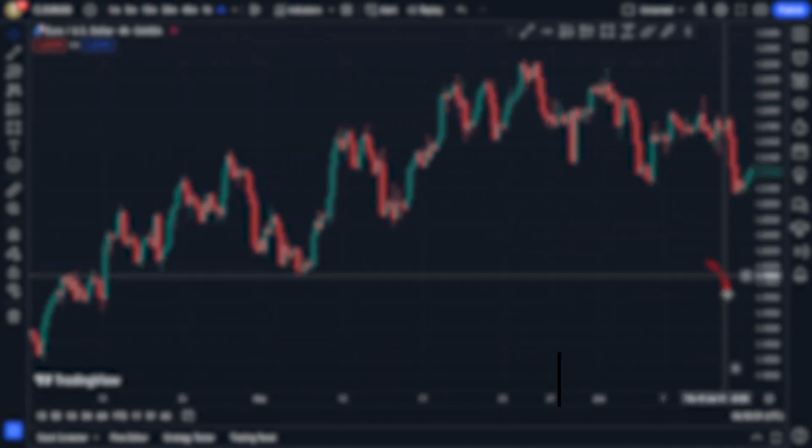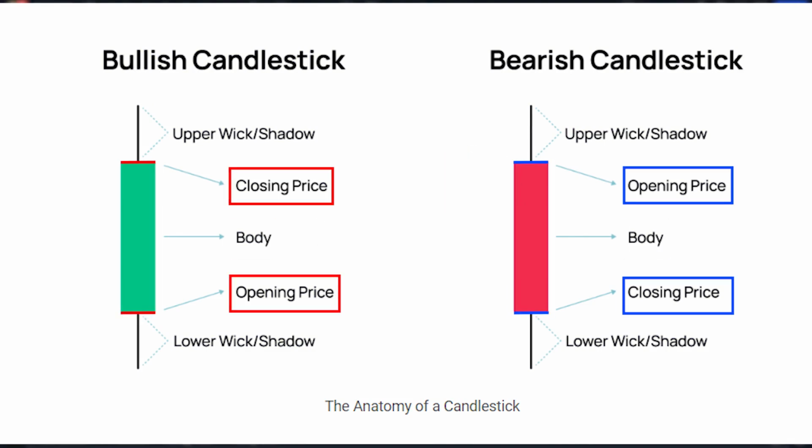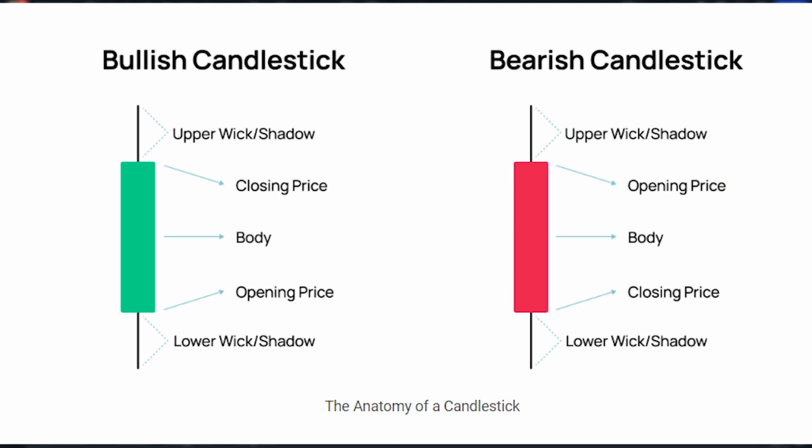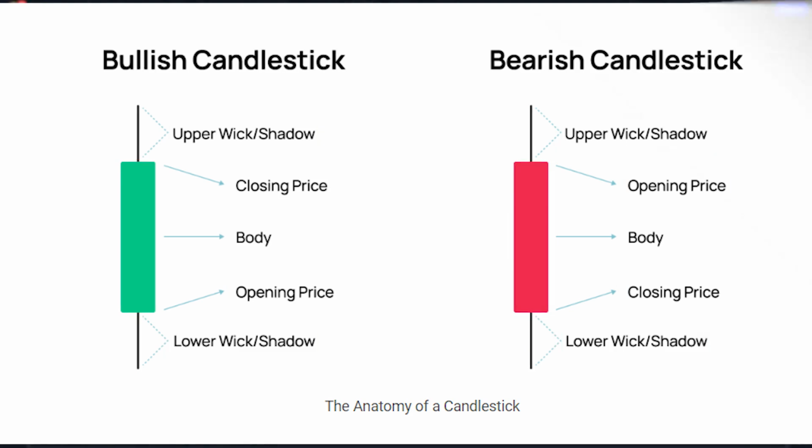Now, let's get into the explanations. First of all, you need to know that price candles are made of three parts. The first part, body. The second part, close and open prices. And the third part, shadows that indicate the highest and the lowest prices.